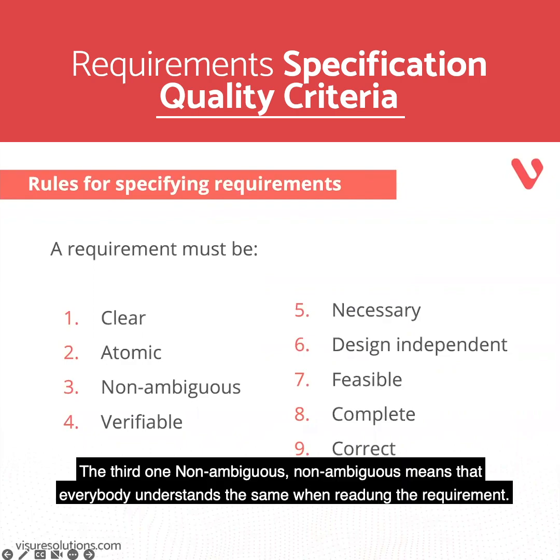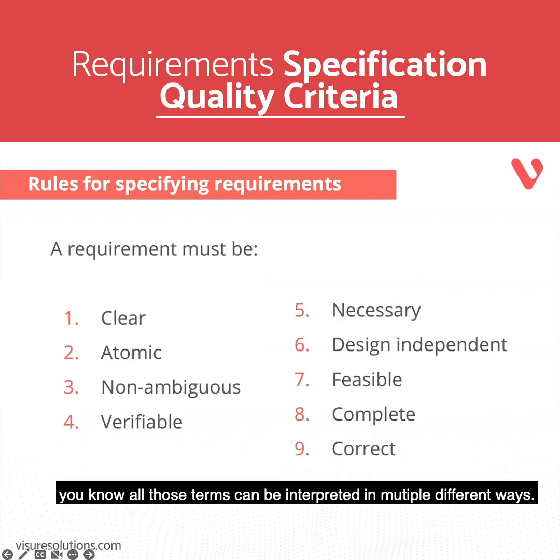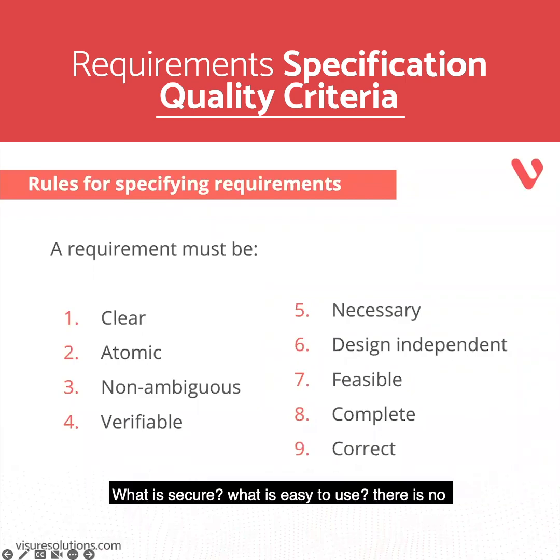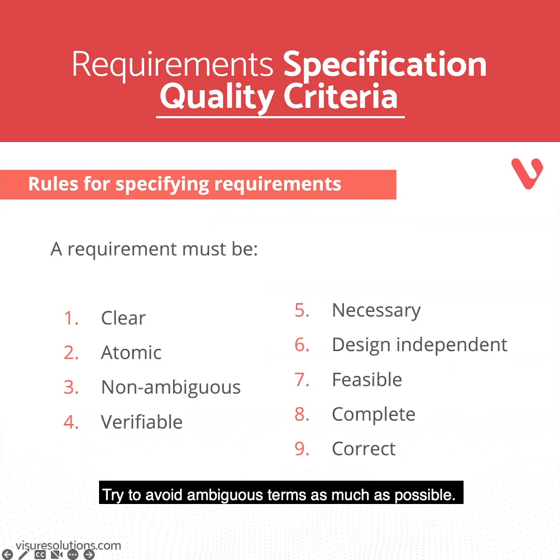The third one, non-ambiguous. Non-ambiguous means that everybody understands the same when reading the requirement. So if we have ambiguous terms, like for instance, quick, secure, greater, smaller, bigger, all those terms can be interpreted in multiple different ways. What is secure? What is easy to use? There is no defined criteria, especially we cannot create a test case and make sure that it will fulfill it 100%. So try to avoid ambiguous terms as much as possible.